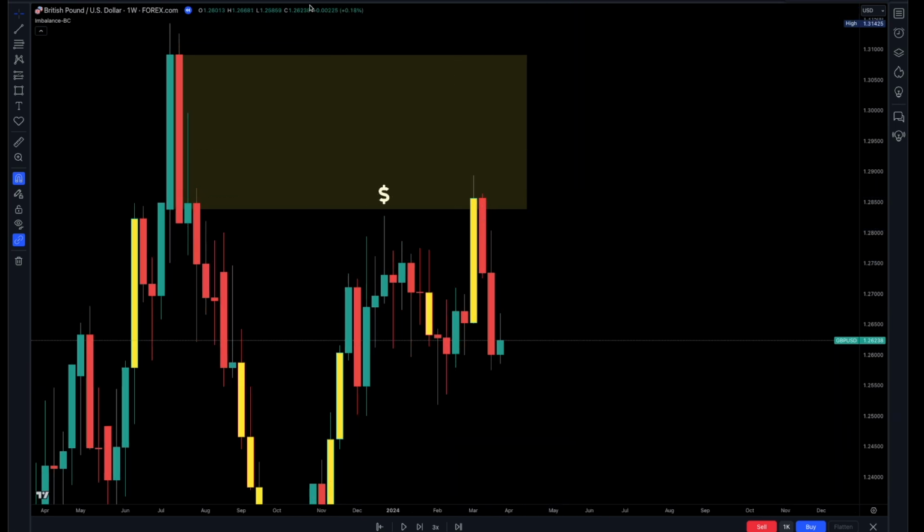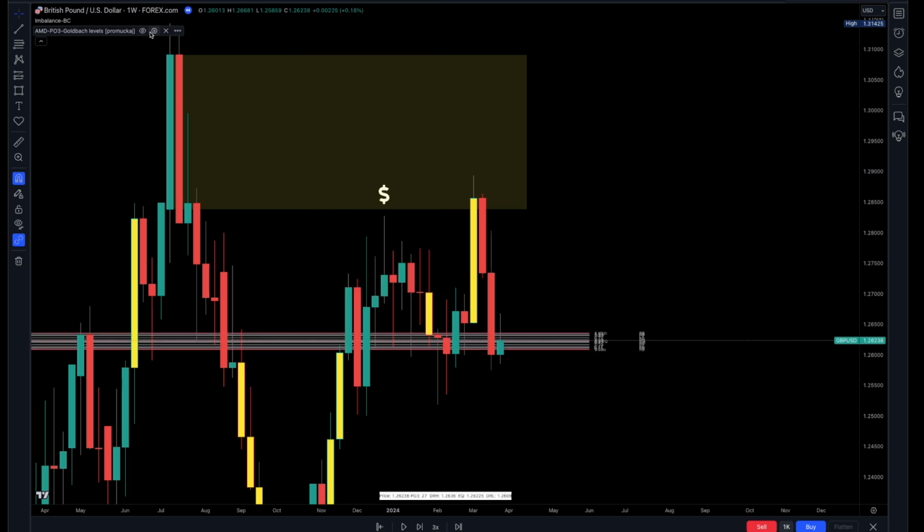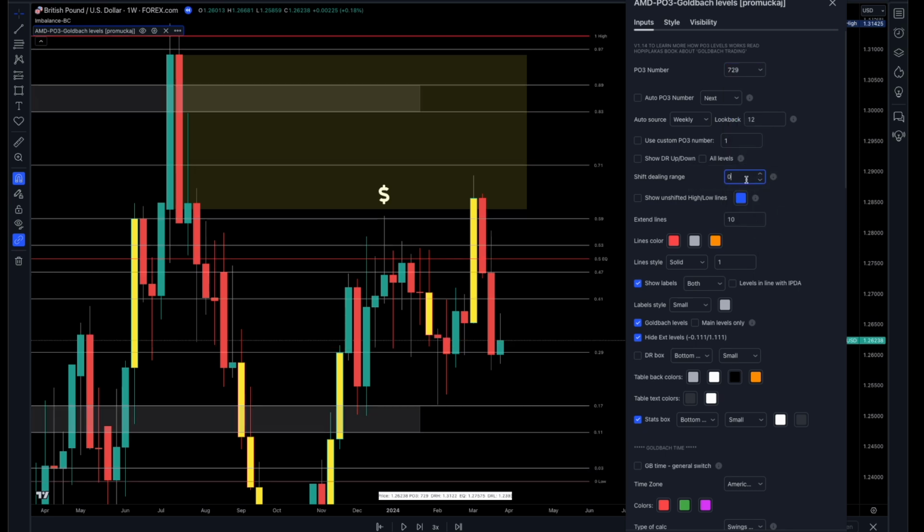Okay, now let's open up the Goldbach levels. So the indicator I like is AMD Power Free Goldbach levels, this one here. And I know GU on the higher time frame is running on the 729 half shifted.